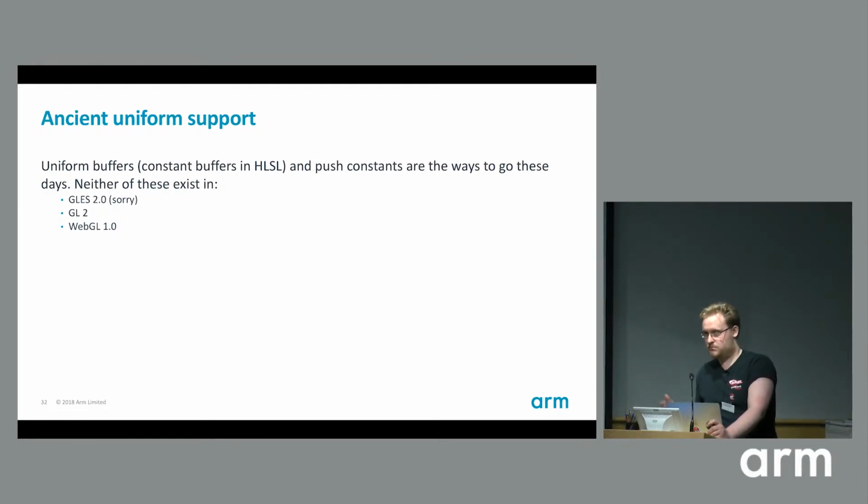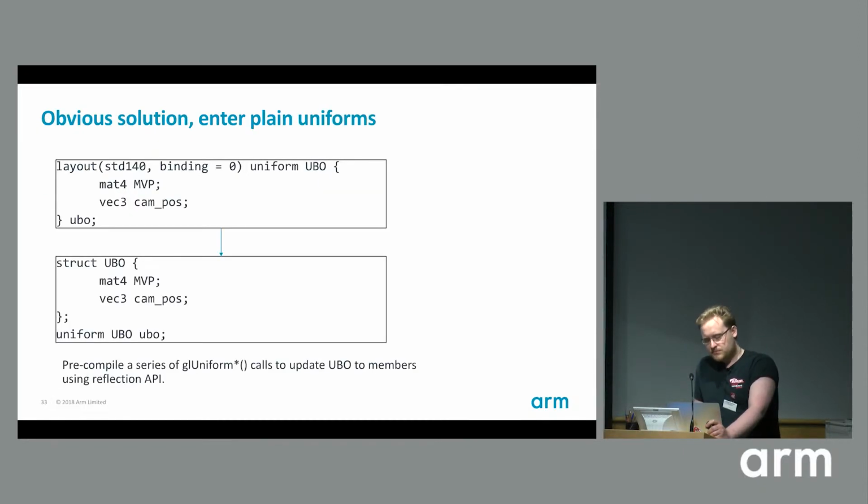Flat buffers, or not flat buffers. But some people, unfortunately, still have to target these ancient APIs. So what do we do? The obvious solution, or maybe not so obvious, is to just take a UBO and make it into a uniform struct. You'd think that would work, and it does work, I suppose. The problem is you have a lot of GL uniform calls if you're going to go this route. If you have lots of members in your struct, you will need tens, maybe 20, API calls just to update that UBO. So it's not practical, but it works.